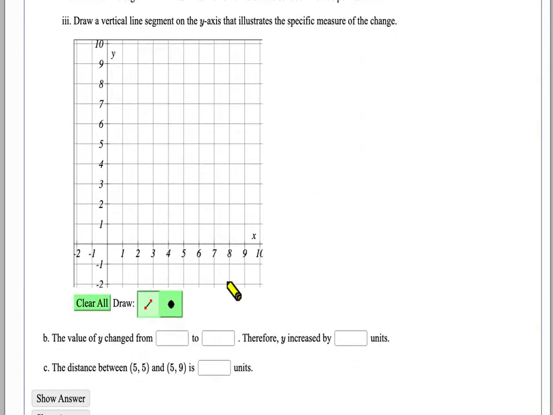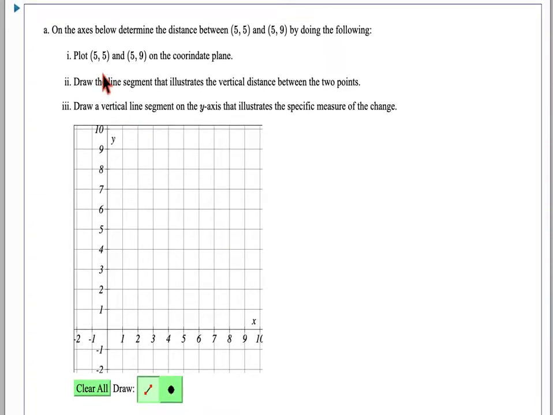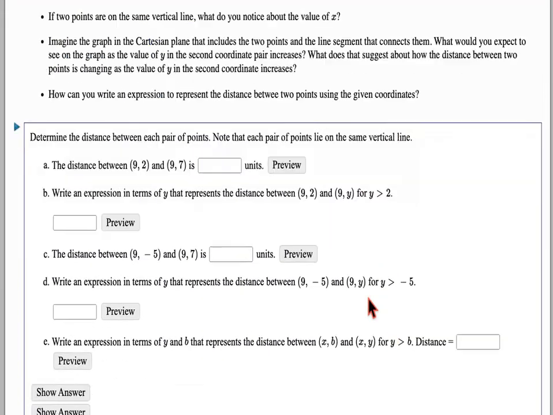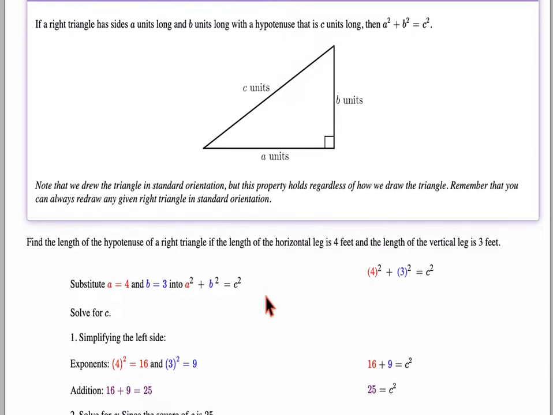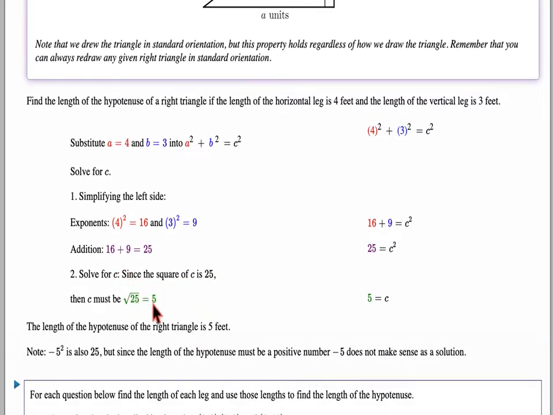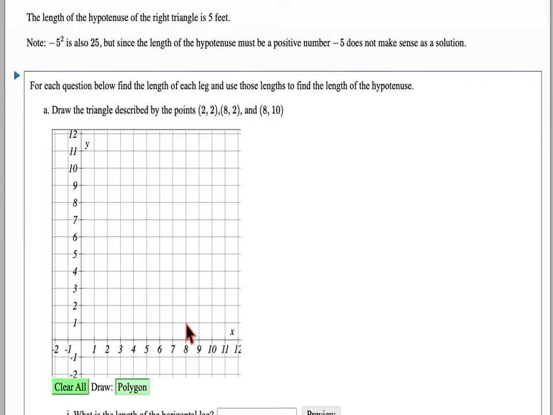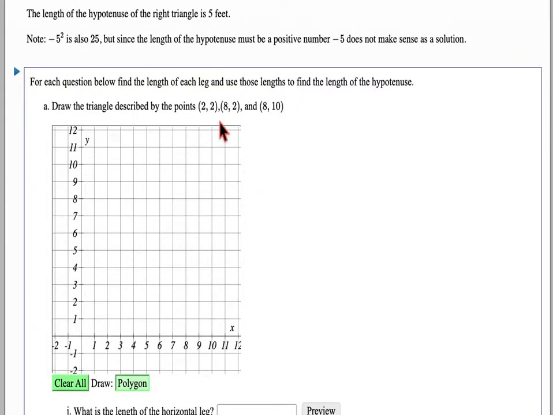And then an applet to draw. Again, you can see it's going to be vertical because the x's are the same. 5, 5 and 5, 9 up here. There we go. You see it and move forward. Okay, and then we get into the Pythagorean theorem. So, okay, yeah, we talked about that. A squared plus b squared equals c squared, and we see how that works with some various values. And then we can draw triangles.